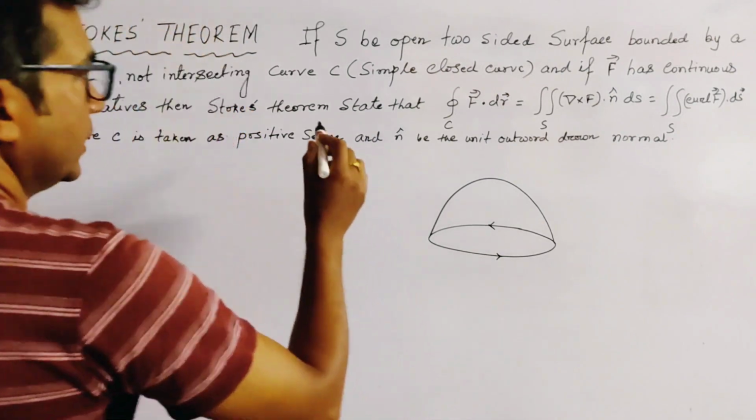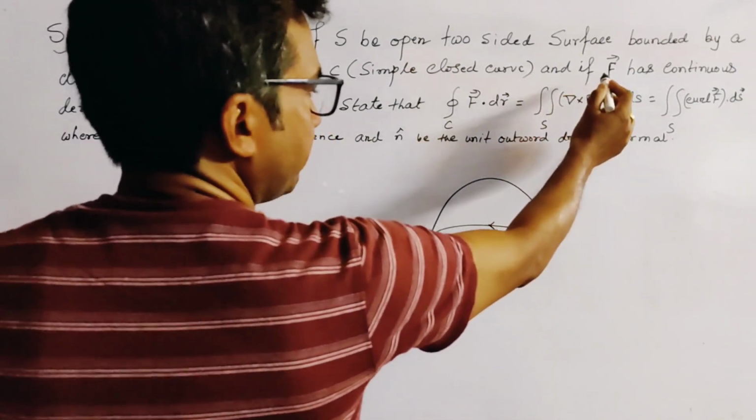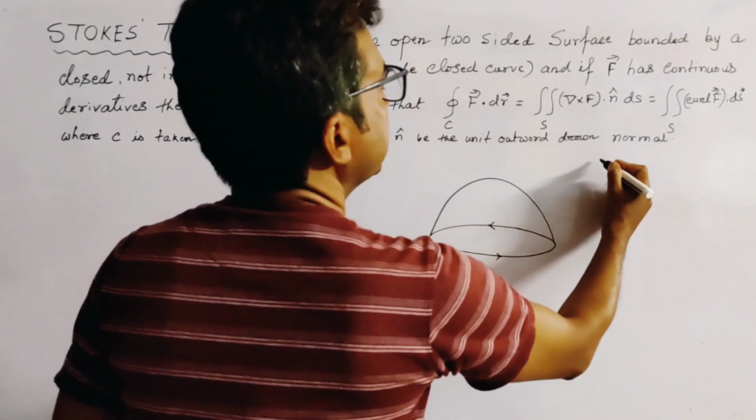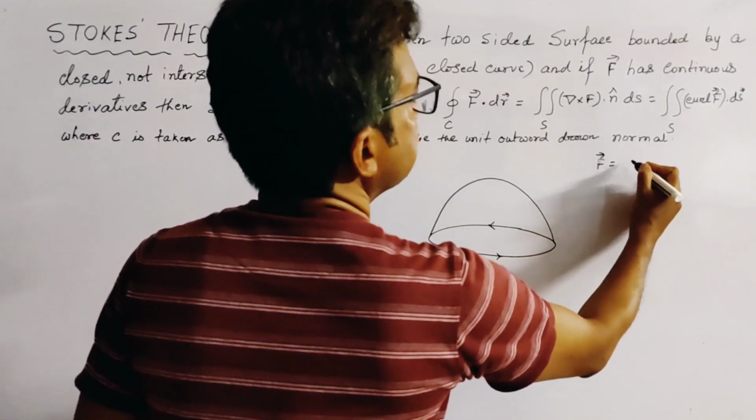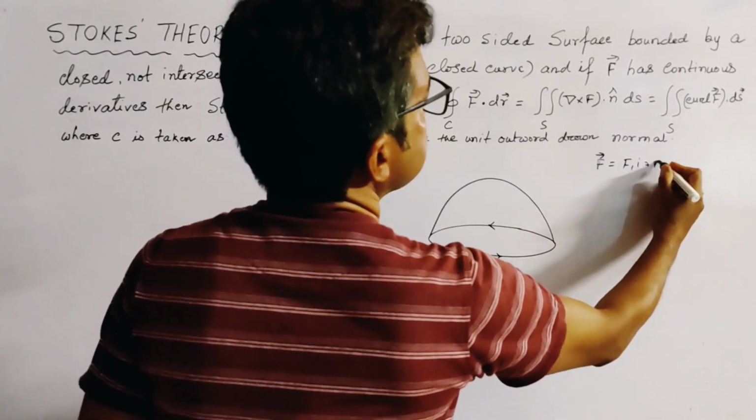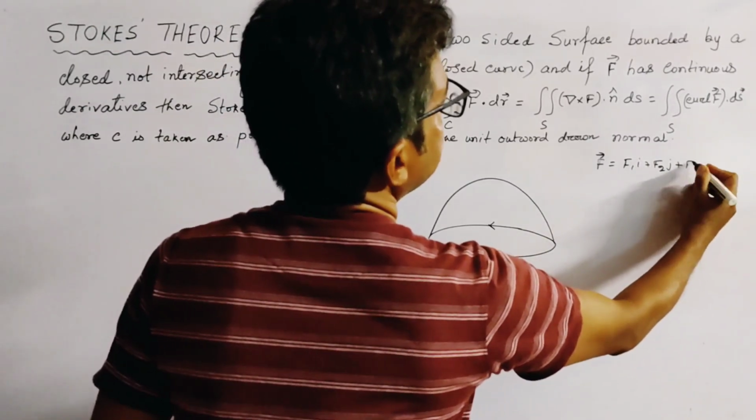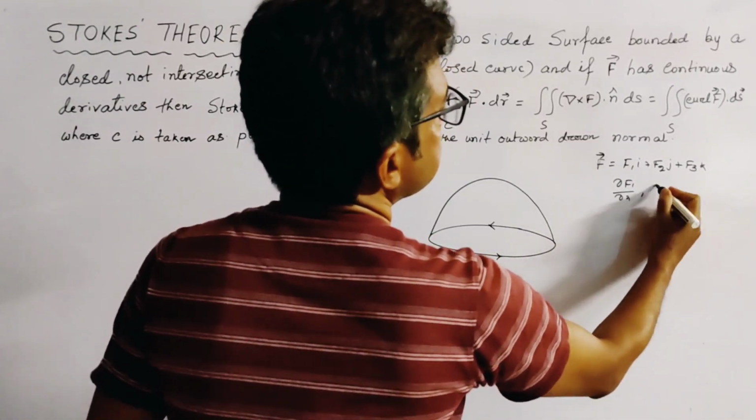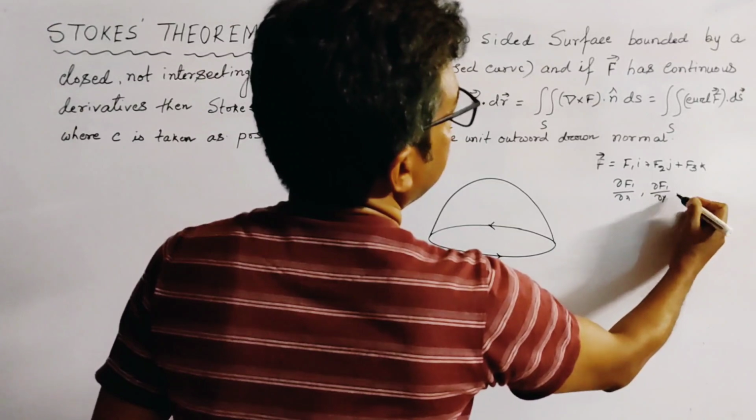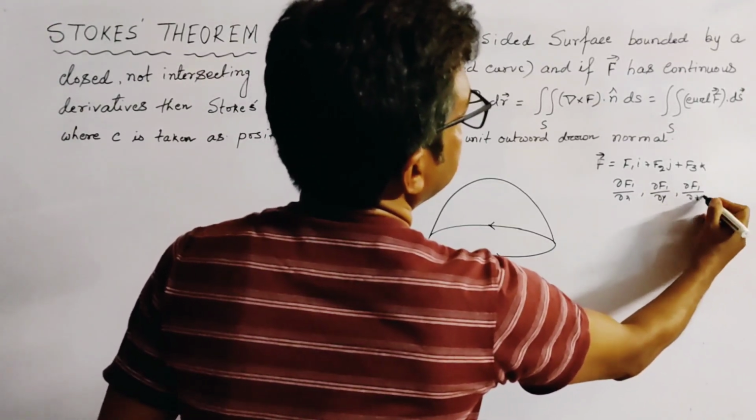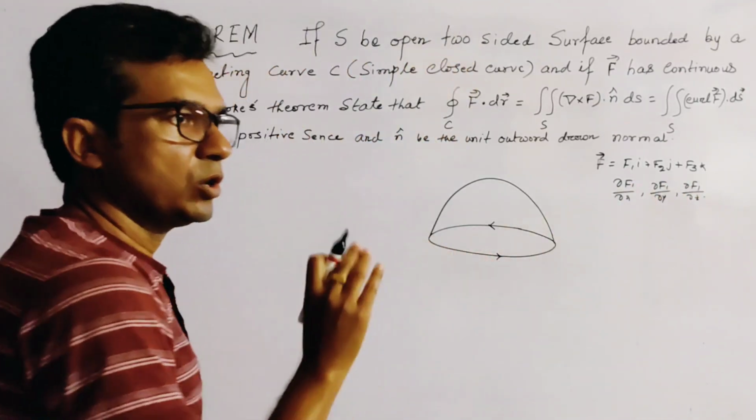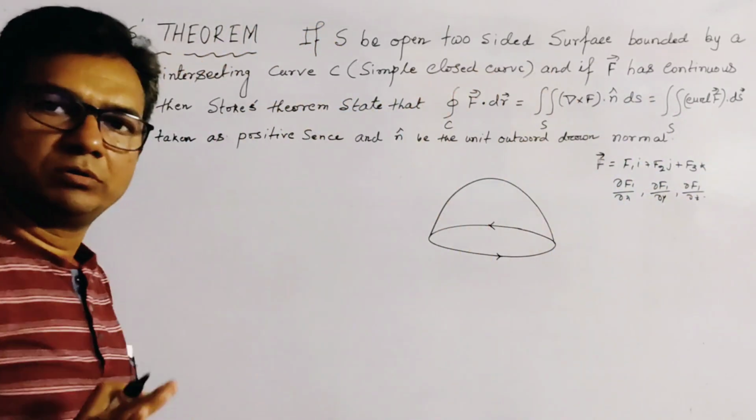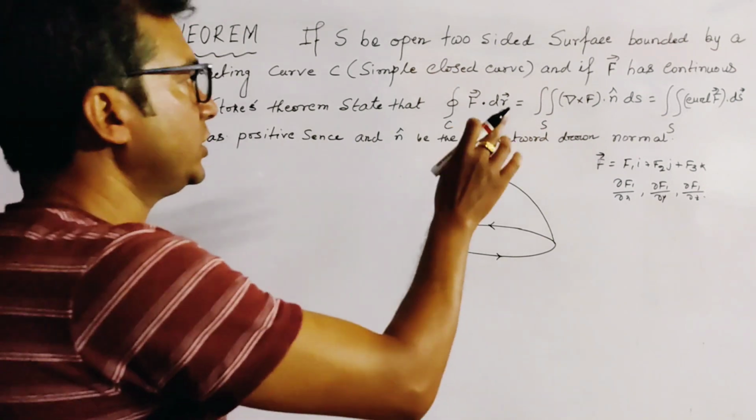Now if a vector f is equal to f1 i plus f2 j plus f3 k, then del f1 by del x, del f1 by del y, del f1 by del z are all continuous derivatives, and similarly for f2 and f3. This means f has continuous derivatives.